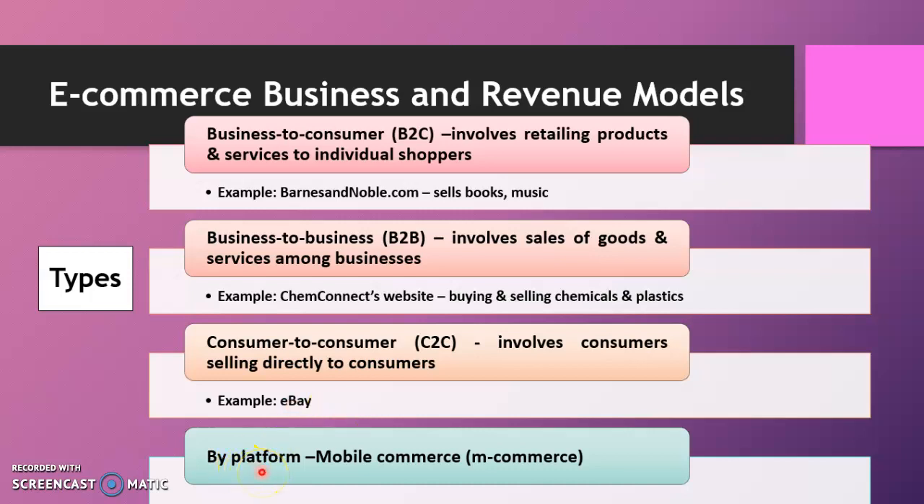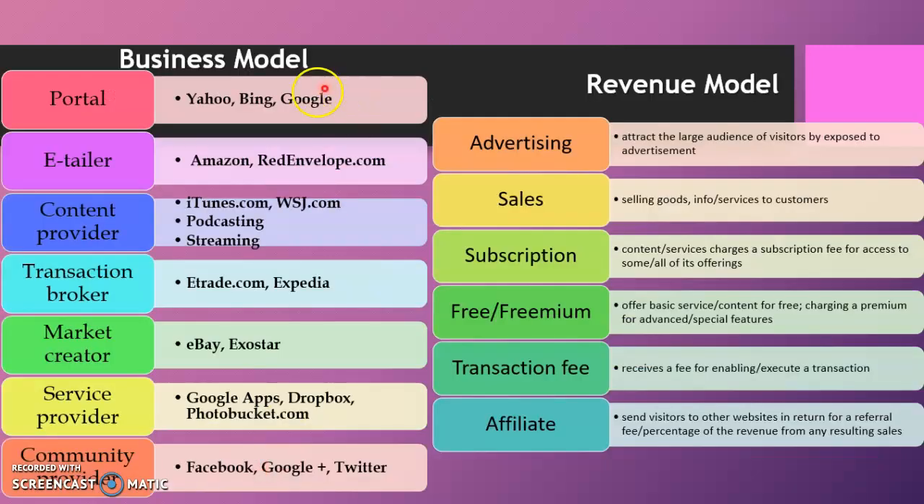And then if you use a mobile platform, it becomes m-commerce. So we have two types of model here. The first one is the business model. The second one is the revenue model. What is the difference? The business model is how you create the business. The revenue model is how you get the revenue. For the business model, we have 7 types. In the revenue model, we have 6 items through which we can get revenue.